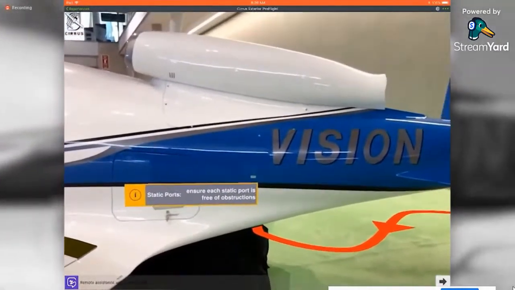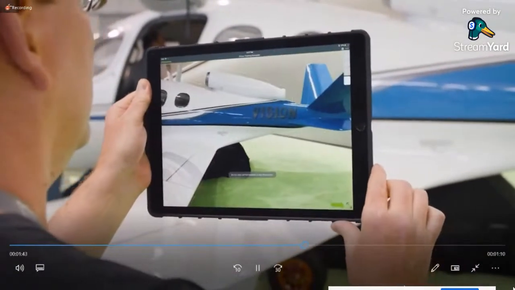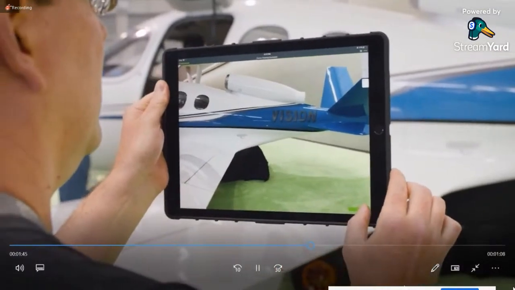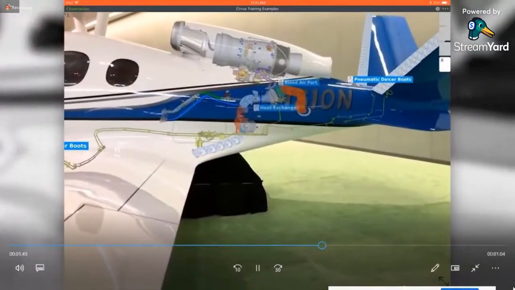So the other thing that we've done, we've created interactive training for the operator. It used to be done on a web-based LMS system, so you would look at videos of the aircraft and an instructor would kind of explain the systems. Now, using augmented reality, you can take a tablet and you can hold it over the aircraft and the experience will explain all the different systems that are in that particular part of the aircraft.